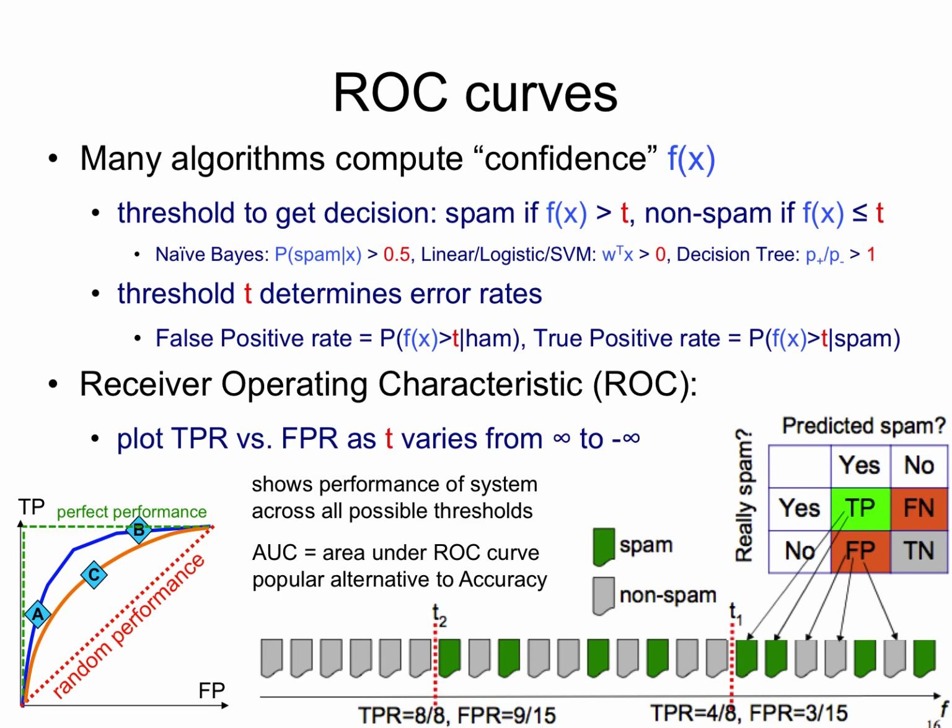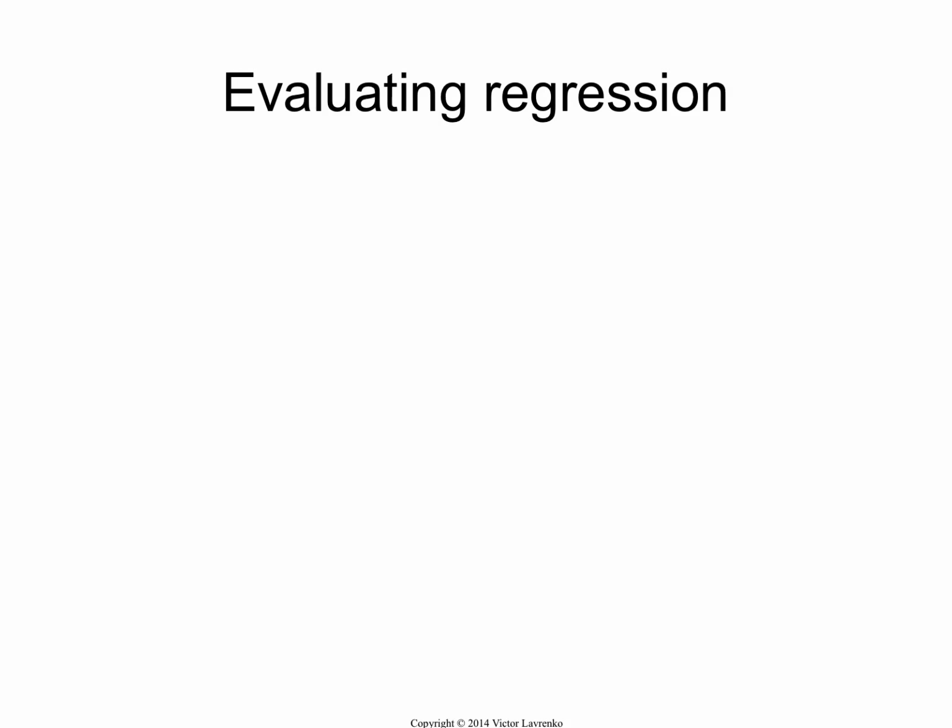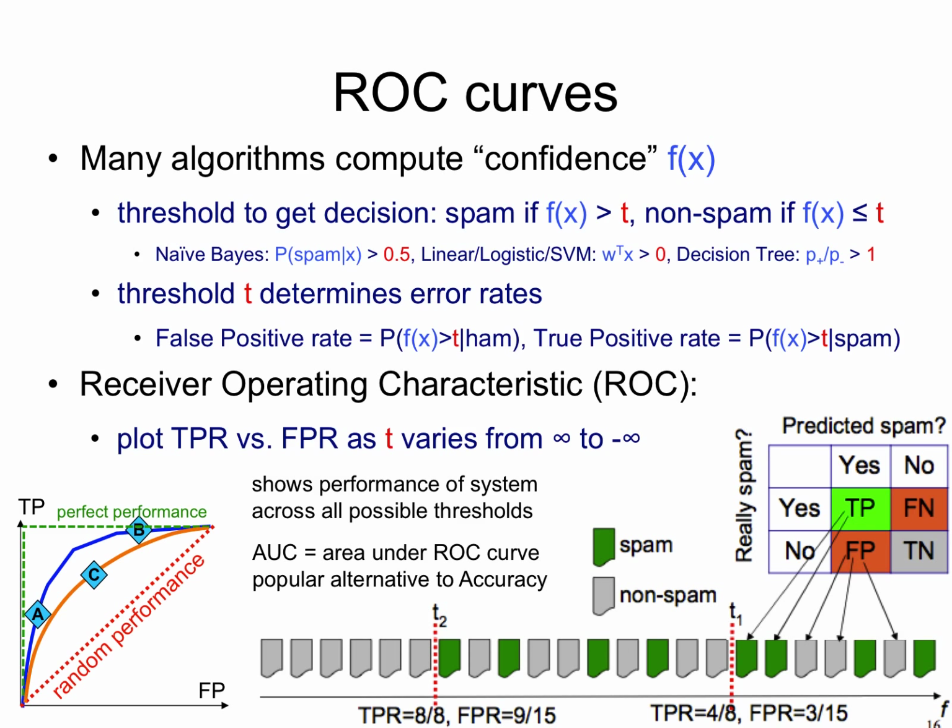Right? And for a completely random, what's going to be the area under the curve? 1/2. It's not 0, it's 1/2. And by the way, you can get systems that perform worse than random. It is possible.